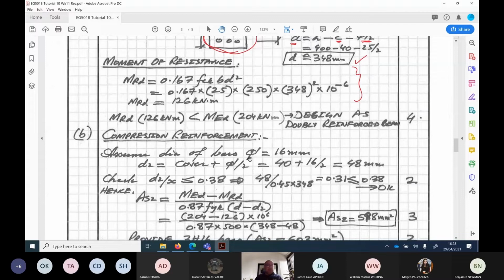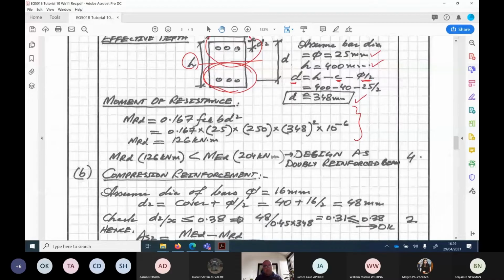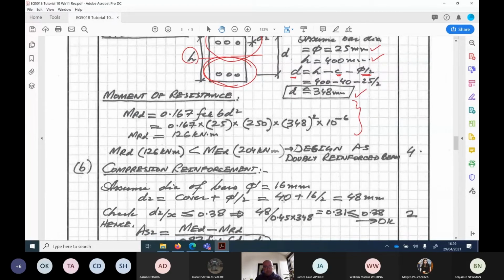Assuming the diameter of compression bars to be 16 millimeter, D2 is equal to cover plus phi dash divided by 2. D2 is from the center of the compression bars to the top of the beam. So it would be concrete cover. Concrete cover is from the outside of the bar to the top, plus half the diameter of the compression bar. Cover is given as 40. Diameter of compression bar we have assumed as 16.